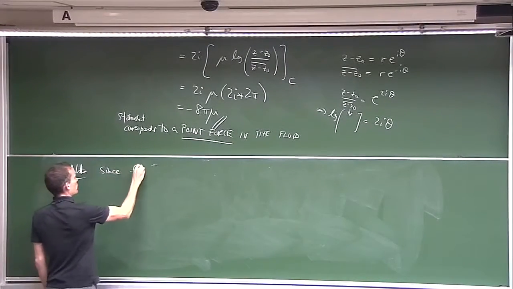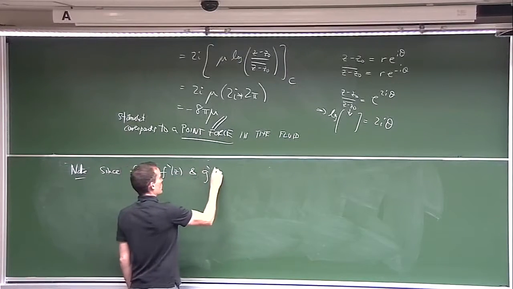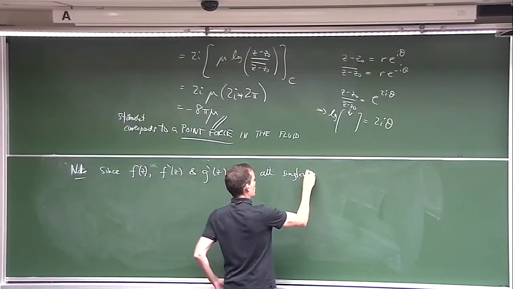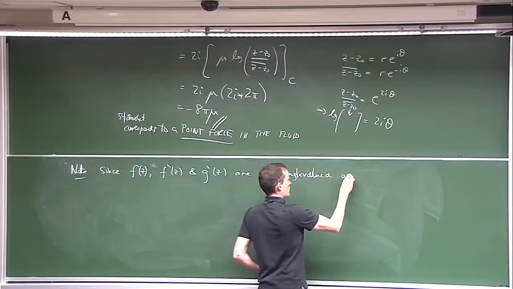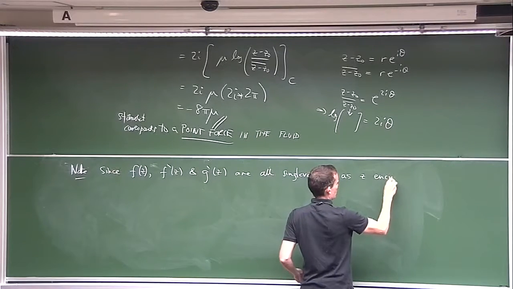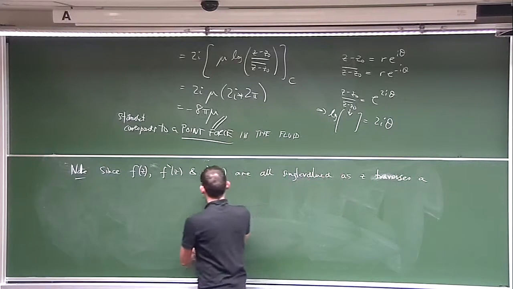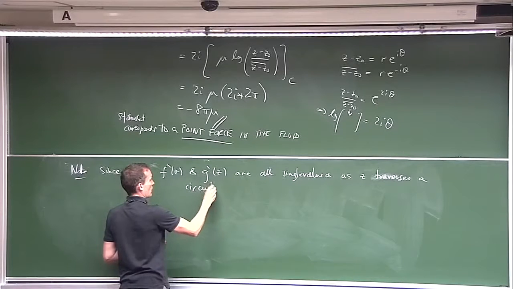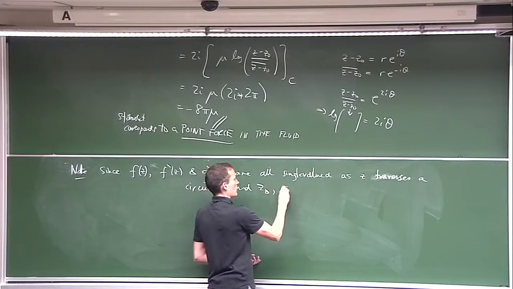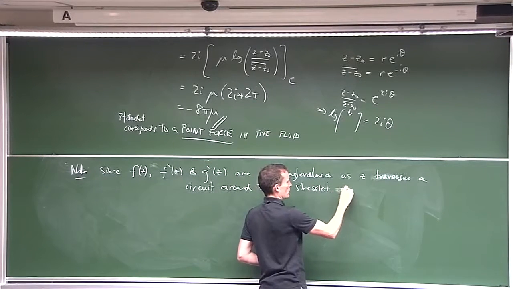So since f prime and g prime are all single-valued as z traverses a circuit around z naught, a stresslet exerts no force.